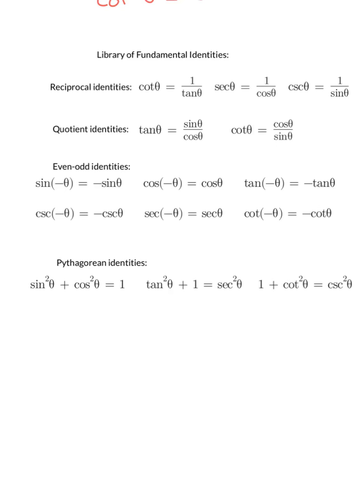This screen is just a list of all the identities that we have. The reciprocals, the quotients, and the even-odds we have already talked about. They are just retyped out for you here. And then the Pythagoreans are the newest ones, and they are on the bottom. You do not have to have any of these memorized. When it comes time for a quiz or a test, I will give you a formula page.